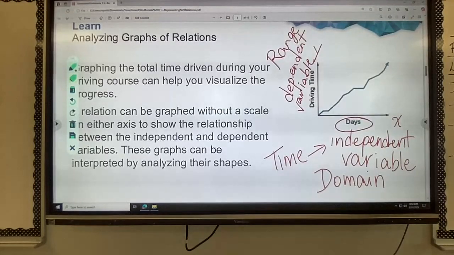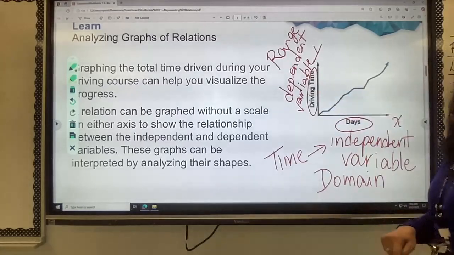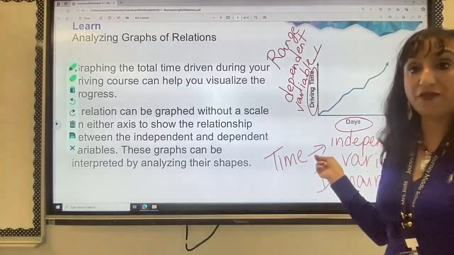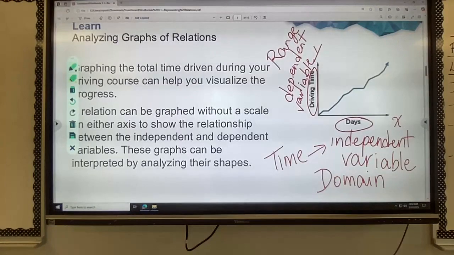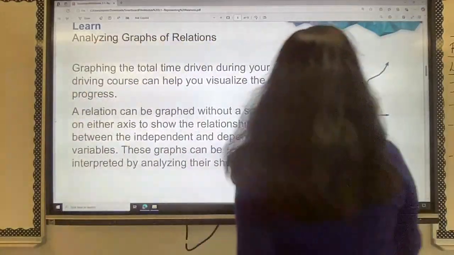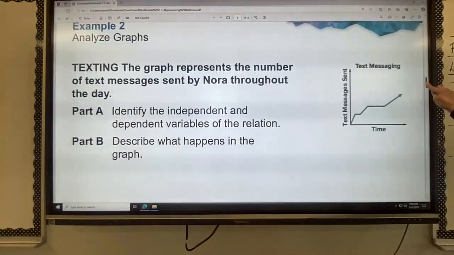And so the range corresponds to the dependent variable, and the dependent variable is the variable in a relation, usually y, with values that depend on x. And in the graph shown, the dependent variable is the driving time. That depends on the number of days. Okay, so we are now going to do an interpretation of data. We are going to analyze the graphs. Okay, so let's go on and look at this one.